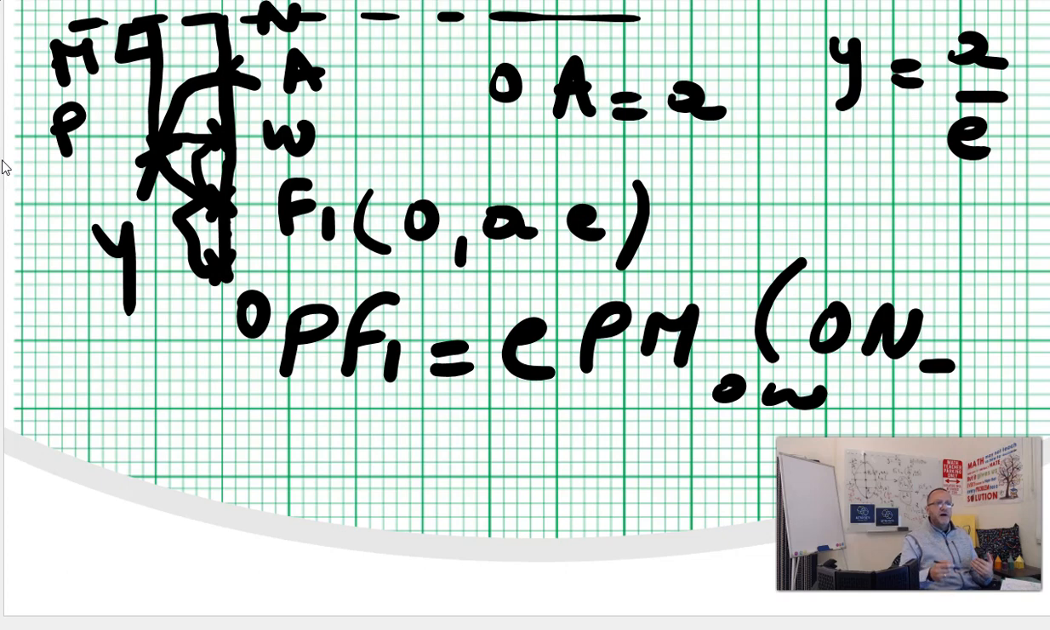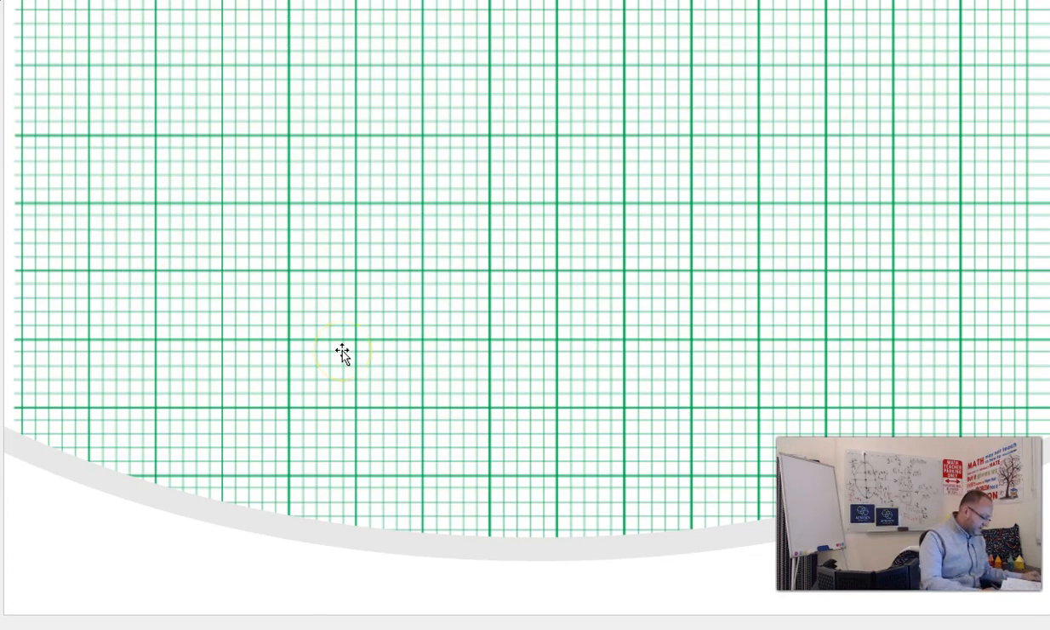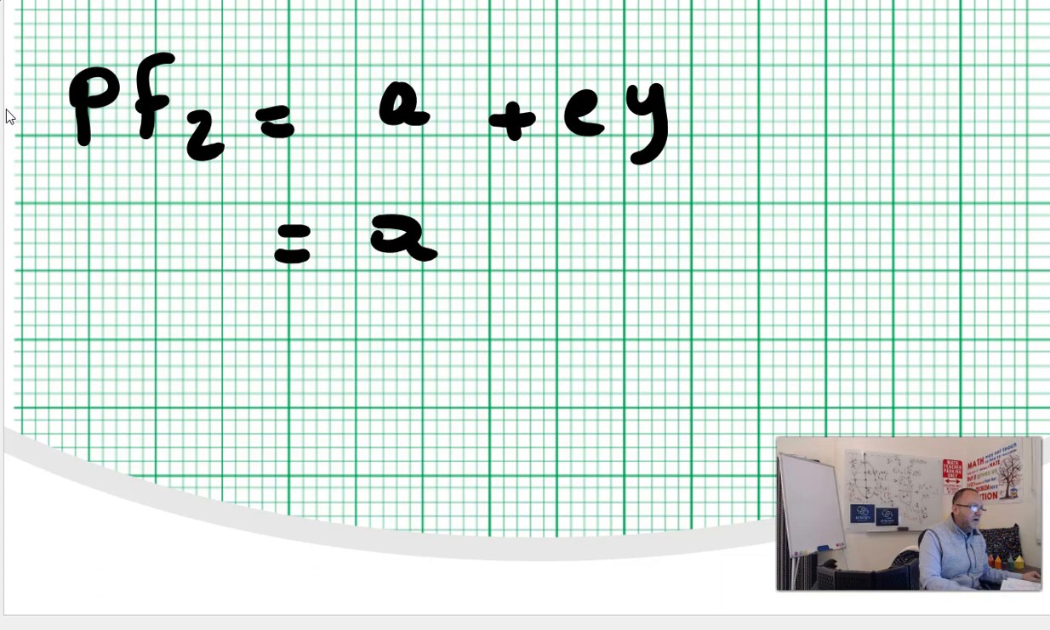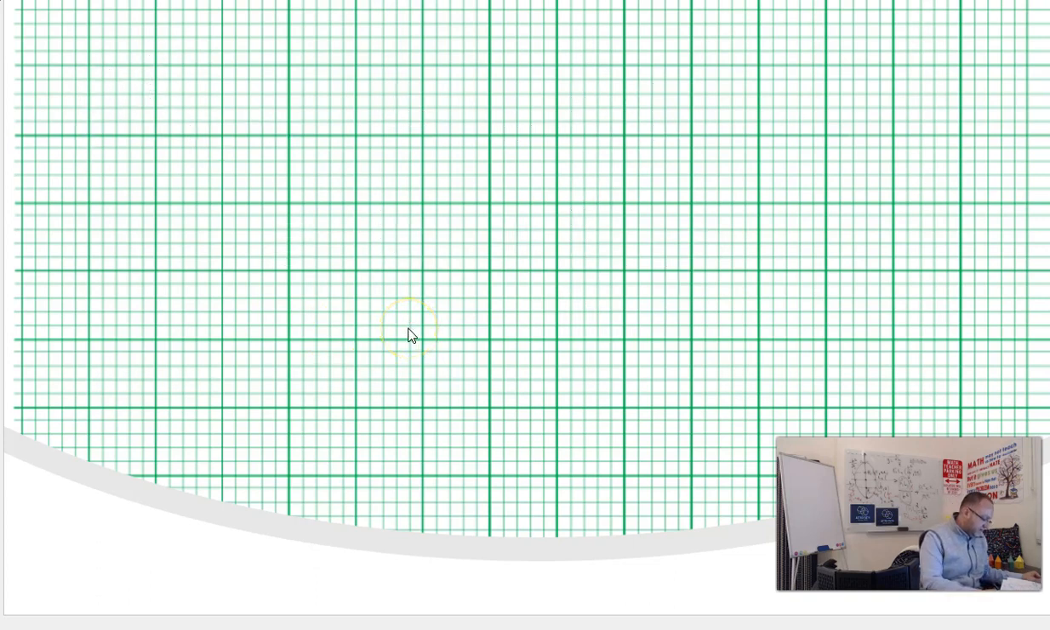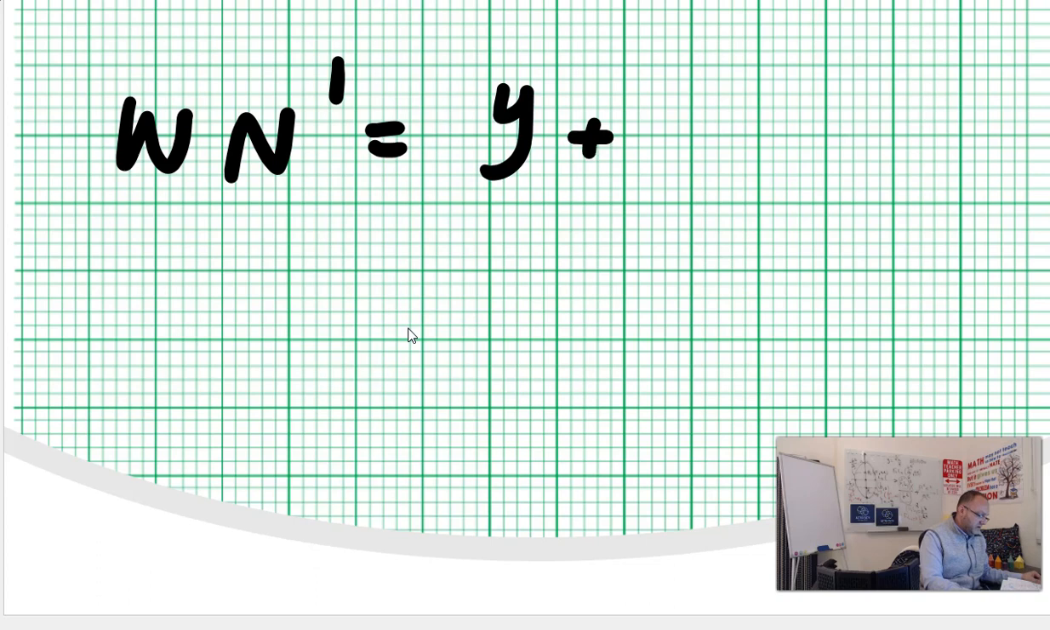Now, if you flip it the other way, here, let's do this and finish and sum it up with this. If I want my PF2, PF2 is going to equal what? Is going to equal A plus EY, or equals A plus C divided by A times Y. But why? You're going to tell me, prove that to me, same way, with this W. So, but here, I'm going to go WN prime equals what? Equals Y, the W, plus AE.